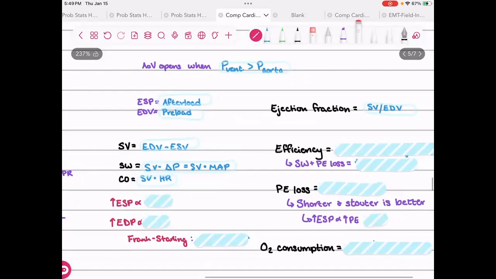The cardiac output is your stroke volume times your heart rate. So if you think about it, stroke volume is the amount of blood that's getting pushed out with each beat, and then your heart rate is how many beats per minute. So then your cardiac output is how much blood is getting pushed out each minute.